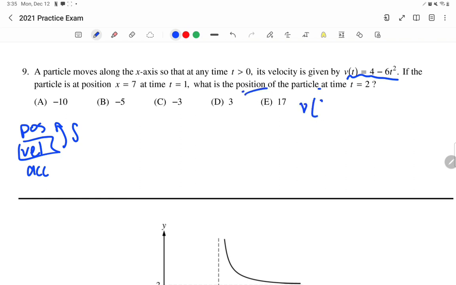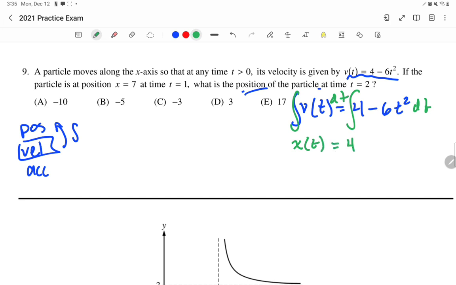So I'm going to write v of t equals 4 minus 6t squared. Take the integral with respect to dt. The integral of v of t is going to be x of t equals 4t minus 6t cubed over 3 would be 2t cubed, and then plus c. They tell us that the position is 7 at time 1. So for x, I'm going to put in a 7. And then anywhere I see a t, I'm going to put in a 1.